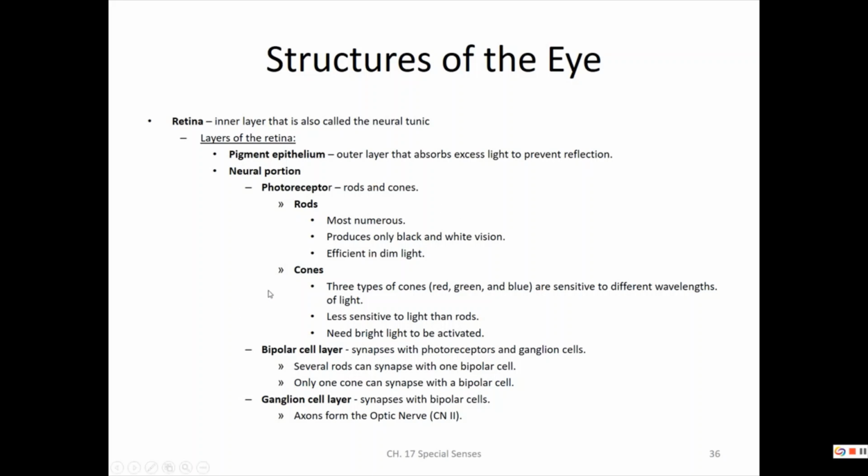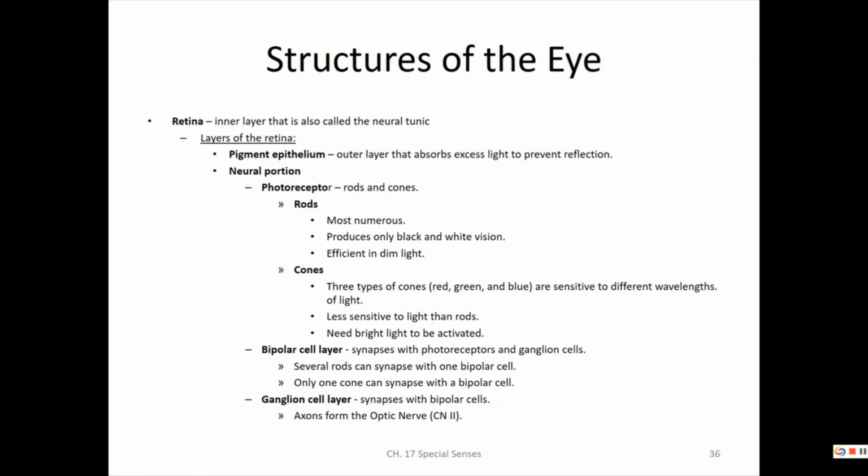Now, cones and rods both synapse with bipolar cells. Bipolar cells synapse with your photoreceptors, rods and cones, and they also synapse with ganglion cells. Now, here's the important thing. Rods, you can have one bipolar cell synapsing with several rods. So several rods, many rods, can go to one bipolar cell. But one cone for one bipolar cell. Okay? So think of rods, since they're rowdy, they're not monogamous with bipolar cells. But your cute cones, they are monogamous. It is one cone for one bipolar cell. They're very monogamous with their bipolar cells.